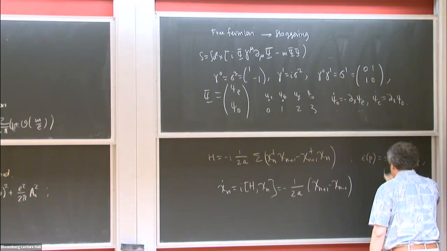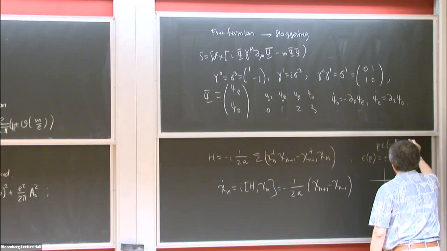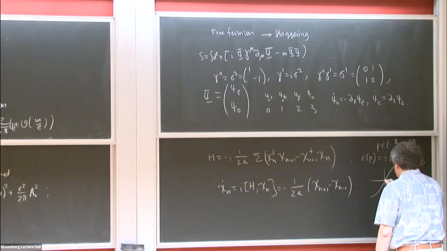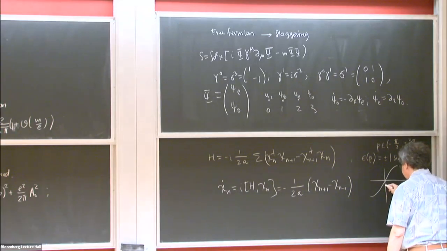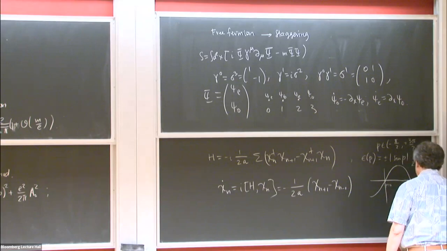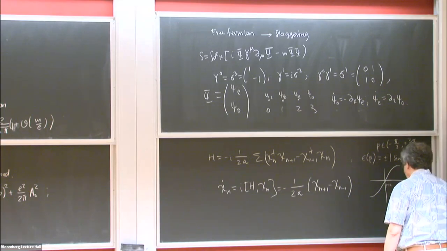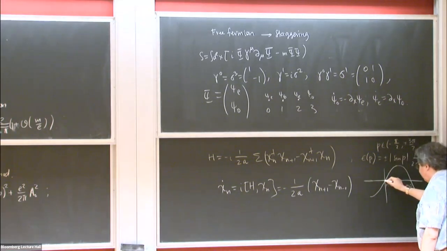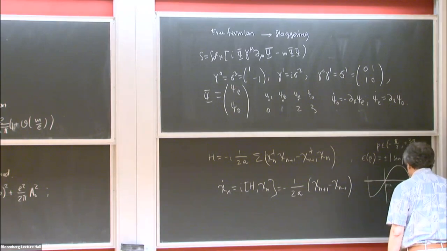Okay, so if you plot, and p can go from say minus pi over 2 to plus 3 pi over 2. So you get this kind of picture, right? And the Fermi surface sits at these two points. This is p equals 0, and this will be p equal to pi, right? And here you get a left moving one, and here you get the right moving one. So this is the picture.